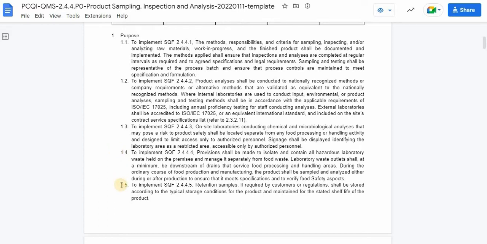5. To implement SQF 2.4.4.5, retention samples, if required by customers or regulations, shall be stored according to the typical storage conditions for the product and maintained for the stated shelf life of the product.